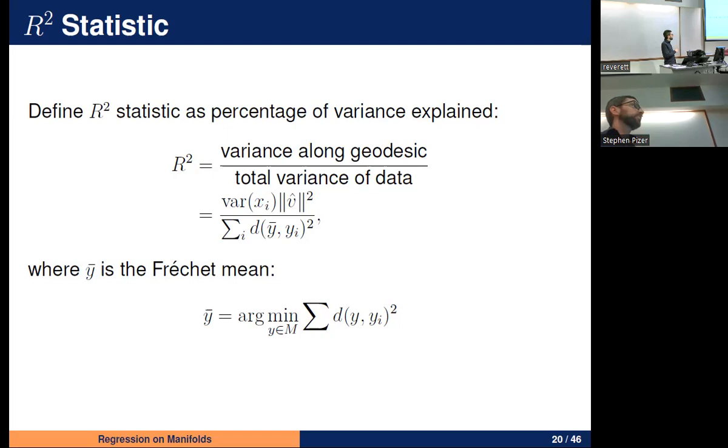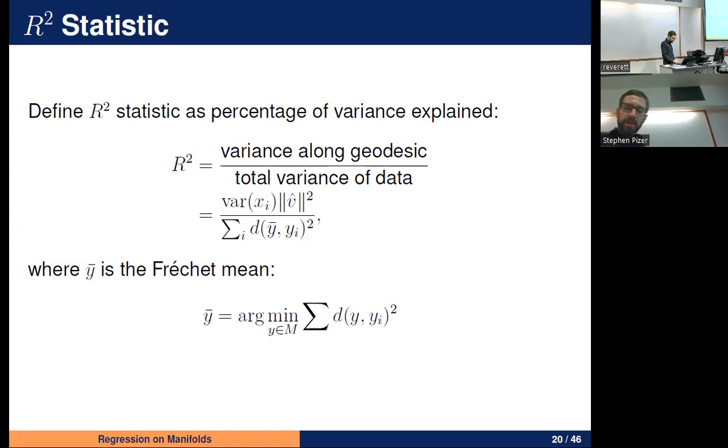And to get to that question, if you remember linear regression, you can basically turn this into an F test, and we know the distribution under Gaussian assumptions, and you can look it up in the F distribution and get the p-value here. We have no chance of that on manifolds.